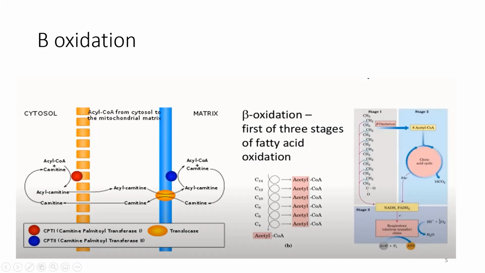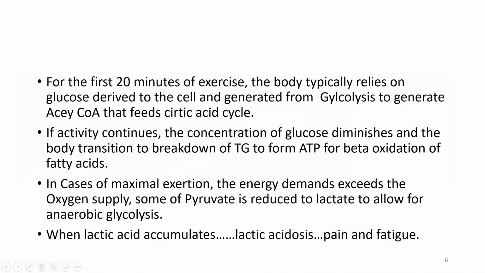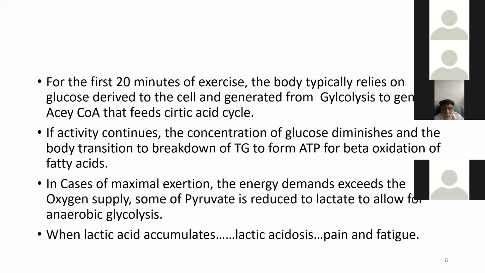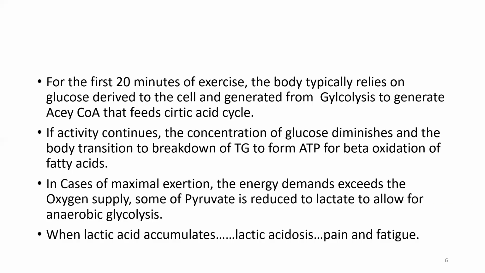For the first 20 minutes of exercise, the body typically relies on glucose derived to the cell and generated from glycolysis to generate acetyl-CoA that feeds the citric acid cycle. If activity continues, the concentration of glucose diminishes and the body transitions to breakdown of triglycerides for beta oxidation of fatty acids. In cases of maximal exertion, the energy demands exceed the oxygen supply. So some of the pyruvate is reduced to lactate to allow for anaerobic glycolysis. When lactic acid accumulates, lactic acidosis, pain, and fatigue occur.